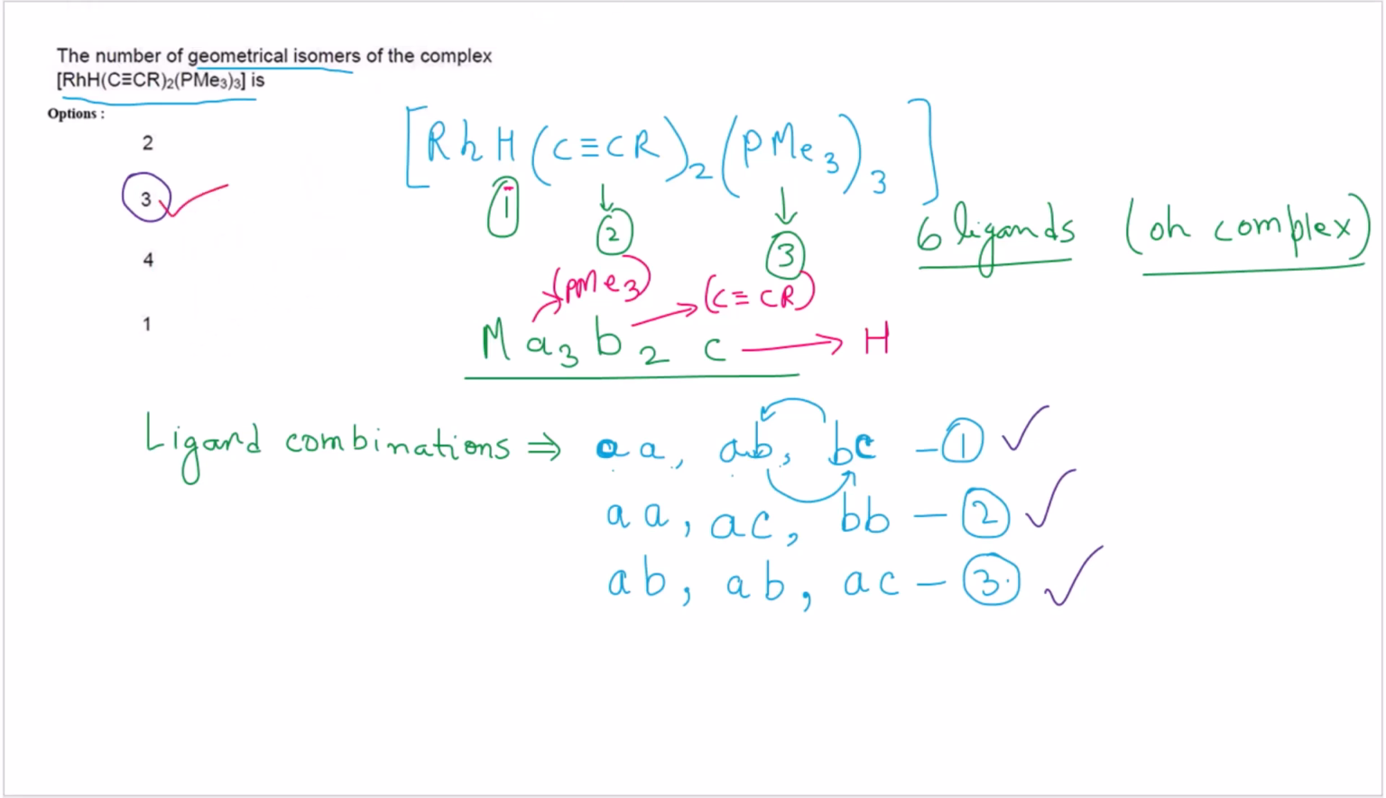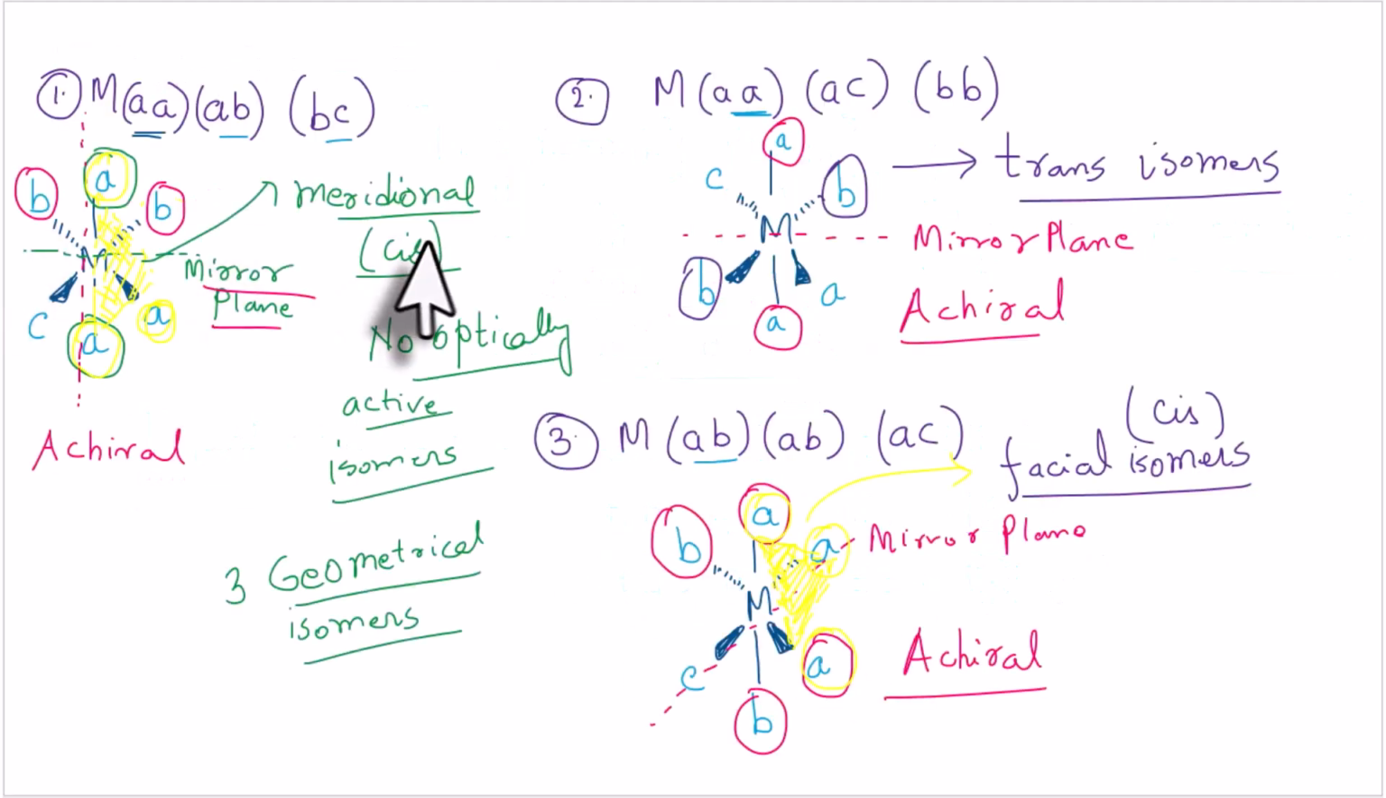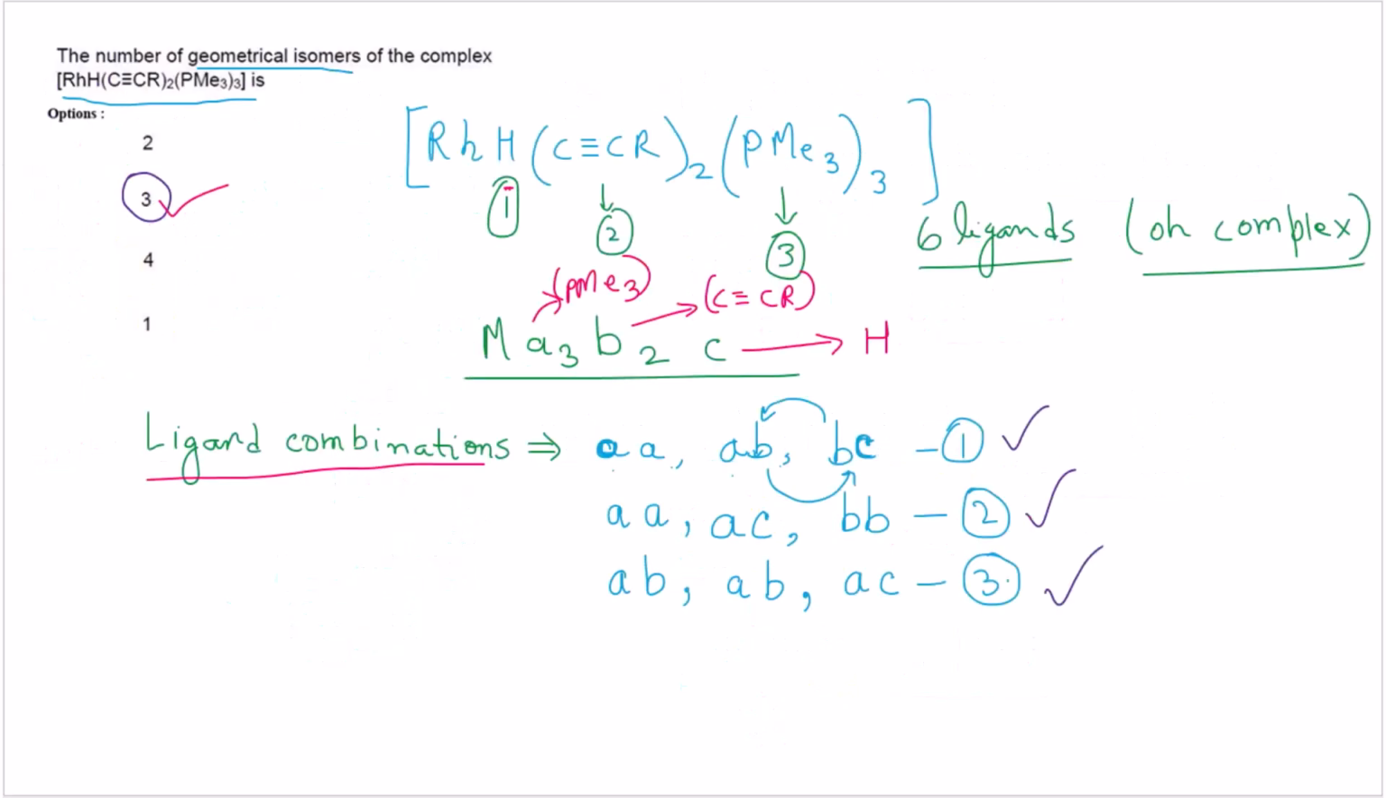I hope you understood the explanation of how we first make the possible ligand combinations, then arrange these ligands trans to each other for each combination, and then identify whether the molecule is chiral or achiral by imagining the mirror plane and the reflection, and whether there is a possibility of any optically active isomers or not. I hope this explanation was clear to you.